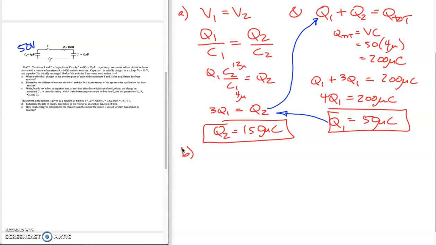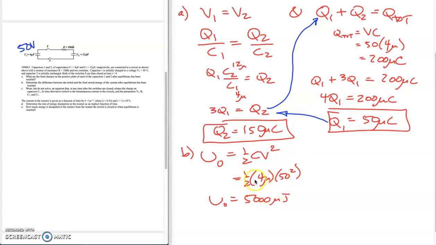All right, part B. Determine the difference between the initial and final stored energy. Well, we've got our 2 charges here, and the original potential energy is going to be 1/2 CV squared. They gave us C, they gave us V, so that'll be 1/2 times 4 micro times 50, don't forget to square that, and that will get us 5,000 microjoules. So 1/2 of 4 is 2, 2 times 50 squared gets us 5,000.